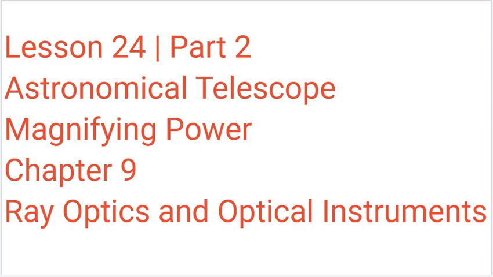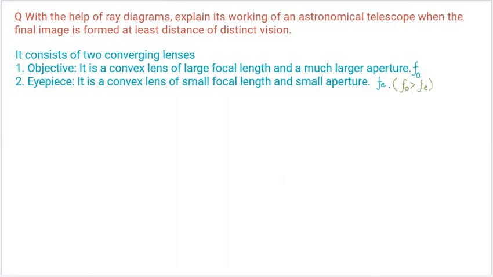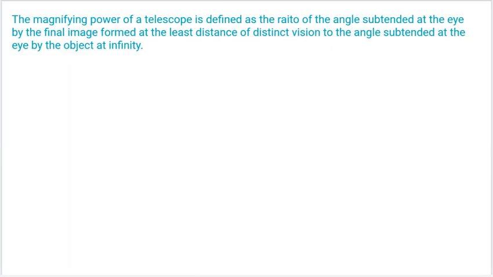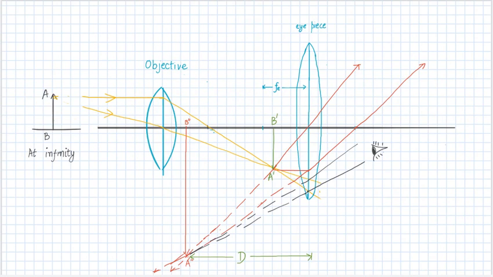In our last class, we discussed how an astronomical telescope forms the image of an object which is placed at infinity. Fine. Now, in today's class, we will derive the magnifying power of the astronomical telescope. Before we derive it, let us set some conditions.